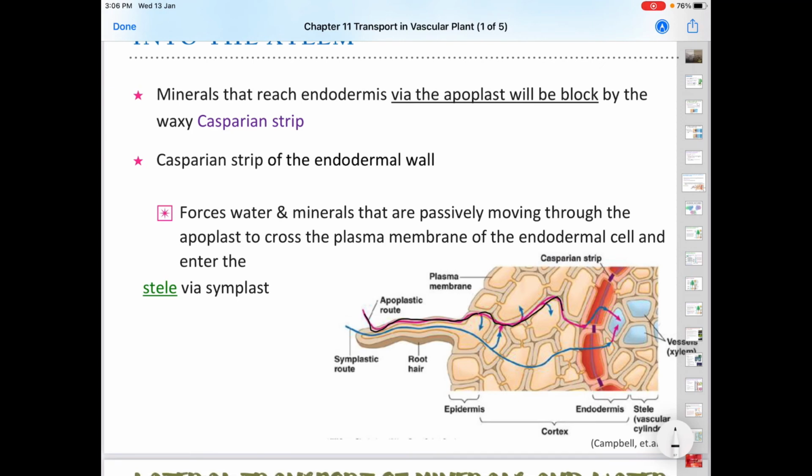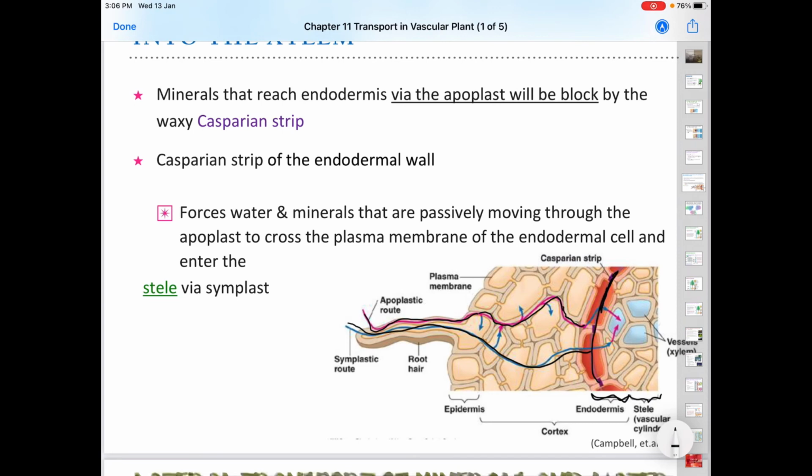So when these minerals and water want to enter the endodermis layer of the plant, before they reach the vascular cylinder, they must enter the endodermis first. In the part of the endodermis, there is a layer known as the Casparian strip. This layer will inhibit anything from passing through except anything that uses the symplastic route. The material inside the apoplastic route cannot enter the endodermis due to the presence of the Casparian strip here.